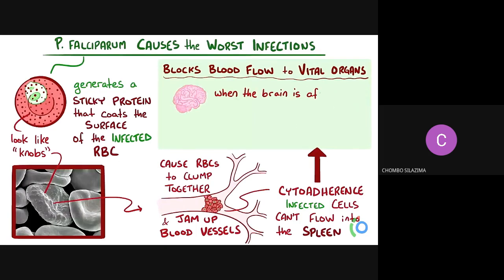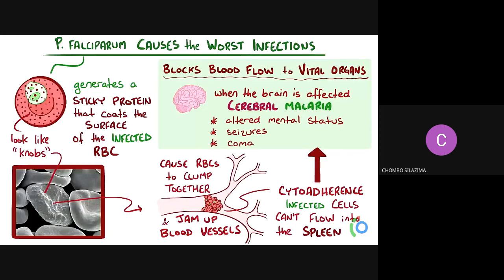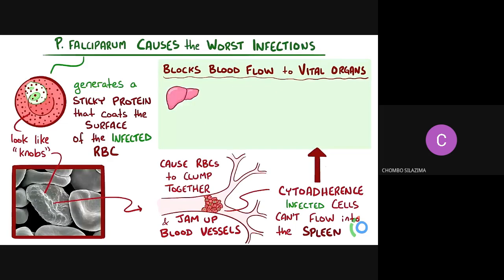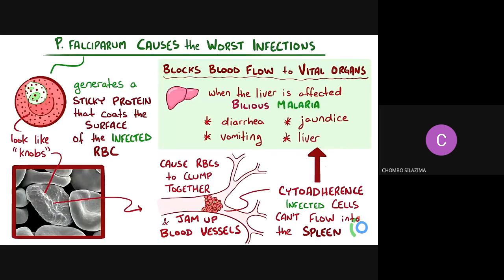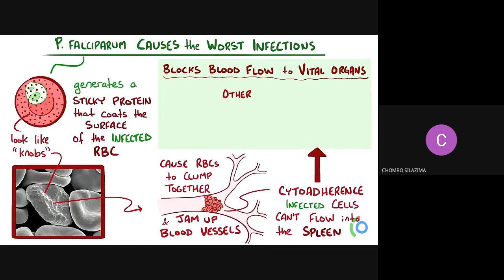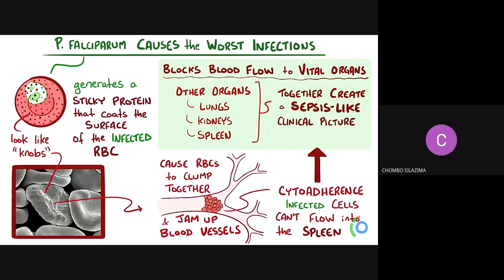When the brain's affected, it's termed cerebral malaria, and it results in altered mental status, seizures, and coma. When the liver's affected, it's termed bilious malaria, and it results in diarrhea, vomiting, jaundice, and liver failure. Other commonly infected organs include the lungs, the kidneys, and the spleen, which taken together create a sepsis-like clinical picture that can eventually lead to death. Together, all these scenarios are called complicated malaria.